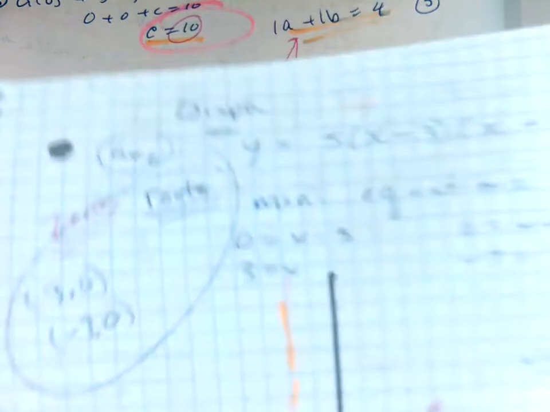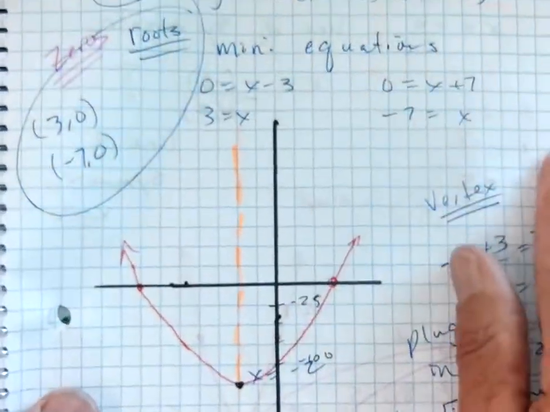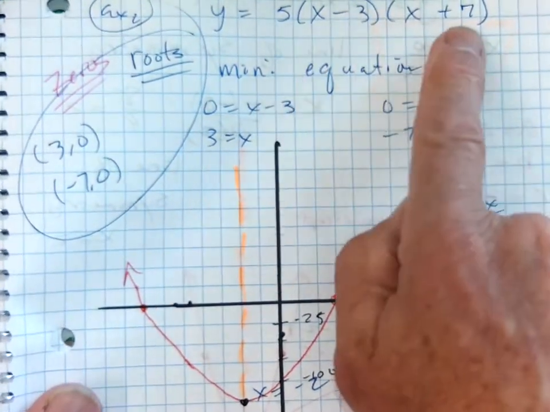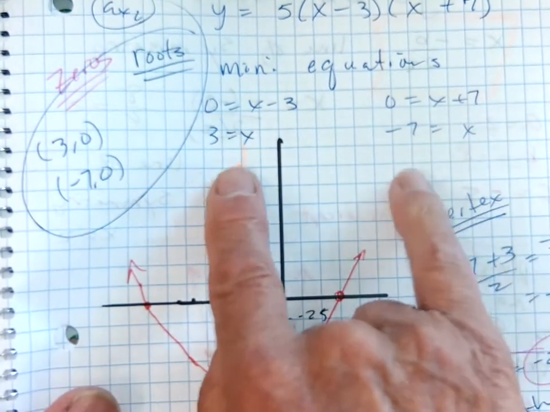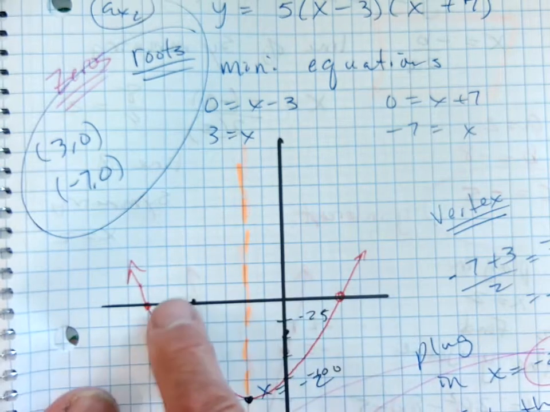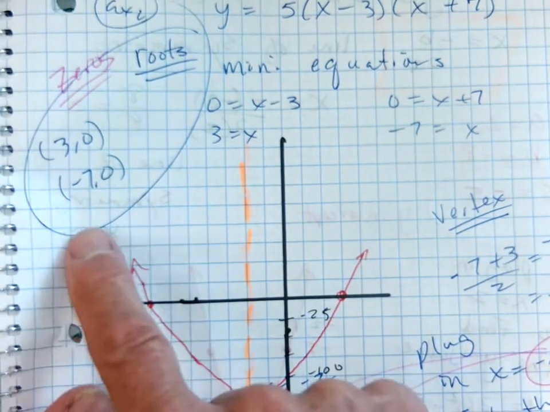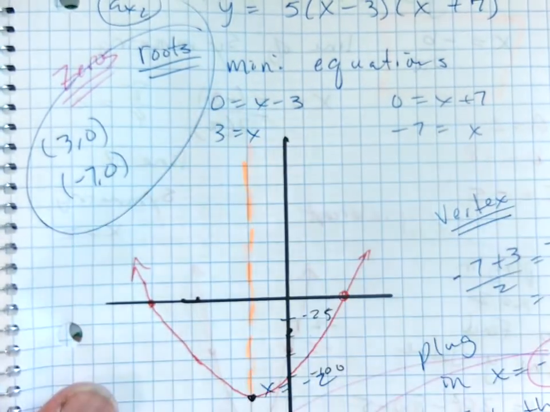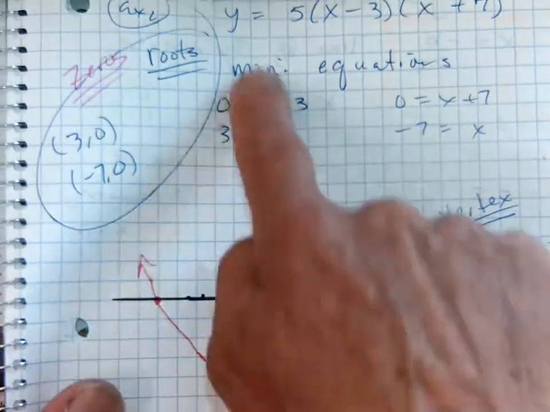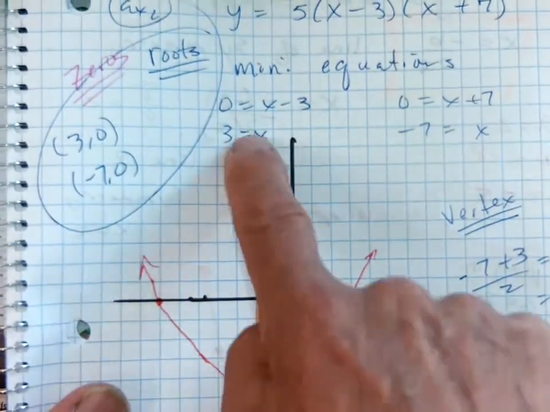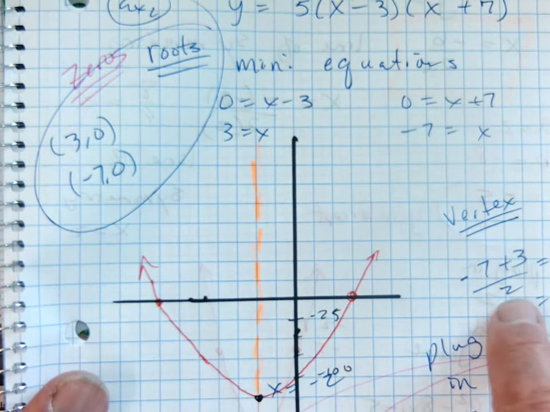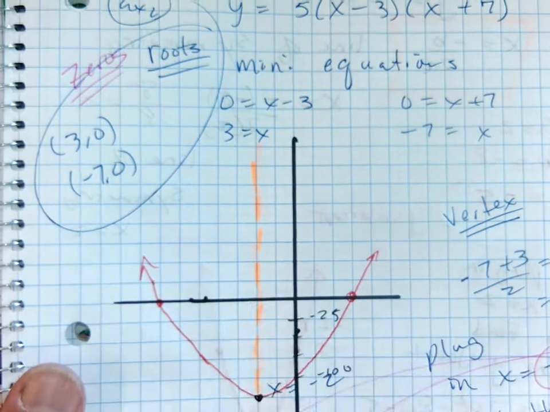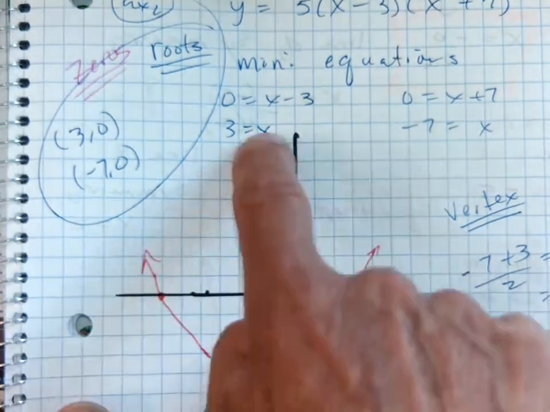And then I did an example 2 on graphing if it was in root form. So I know that I can get the roots from solving my mini equations. So I got 3 and -7. Those are my roots, or my zeros. And then I know the line of symmetry is right in the middle, okay? So we found the middle of that, which is at x equals -2. Or we can just average the roots. -7 plus 3 divided by 2. I get -2.